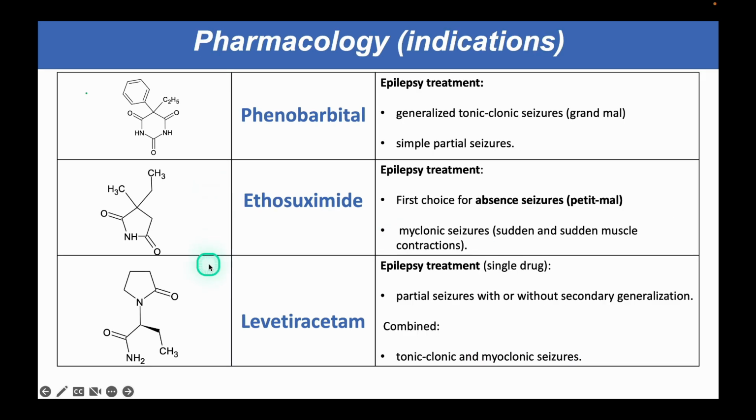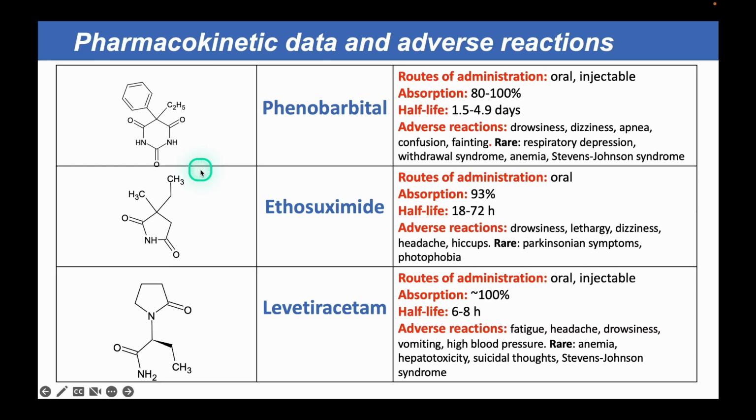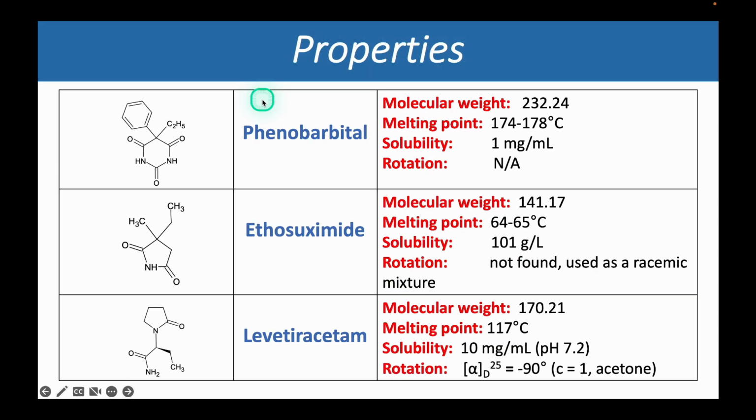The 3 drugs are used for the treatment of various types of epilepsy. The 3 drugs have good oral absorption and can be administered by other routes besides oral. The half-lives of phenobarbital and ethosuximide are especially long. In general, antiepileptic drugs can present severe but rare reactions, which require medical surveillance. Here are some relevant physicochemical properties of the 3 drugs.